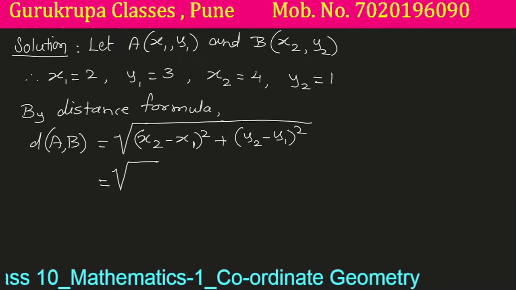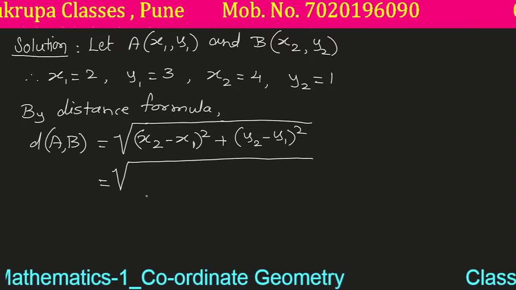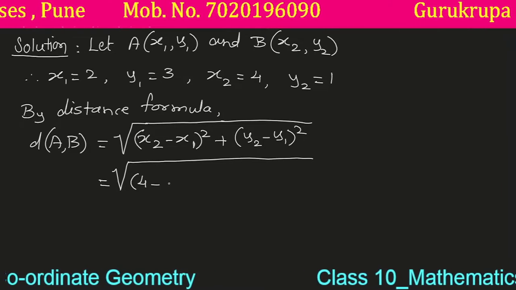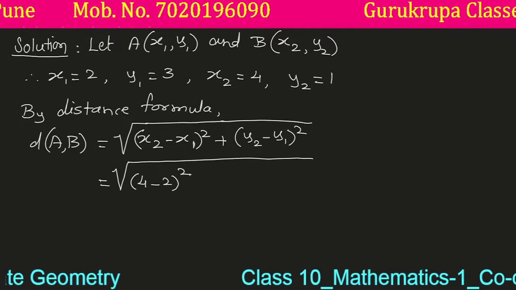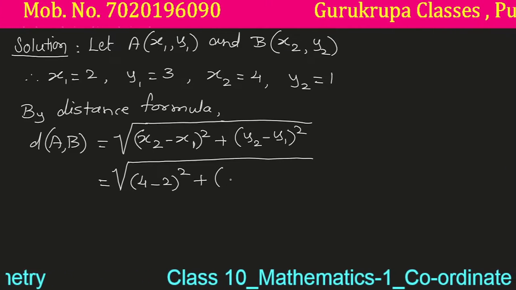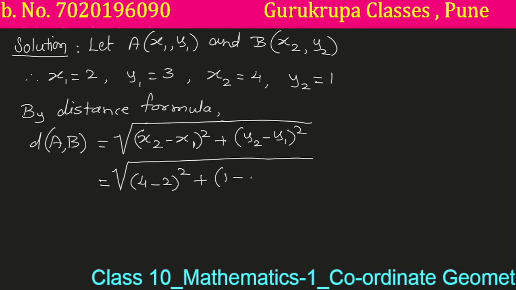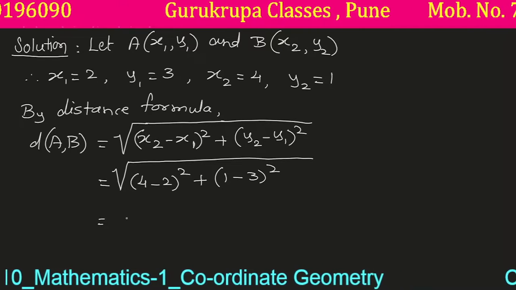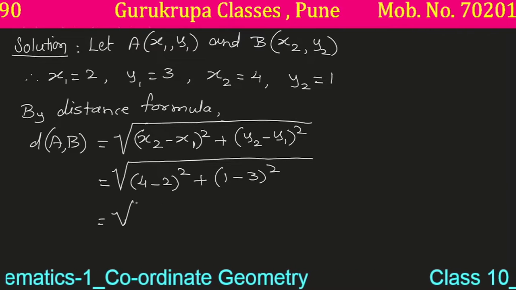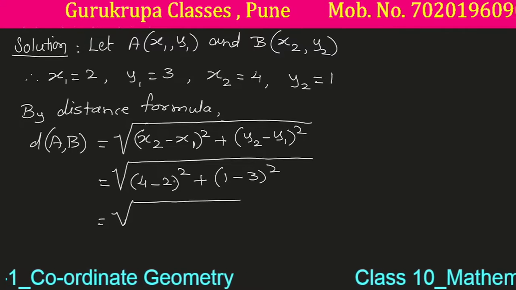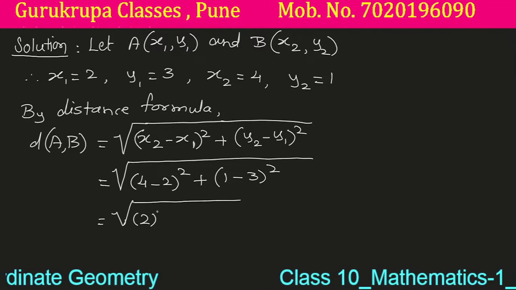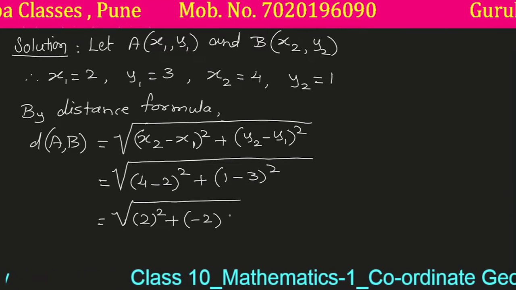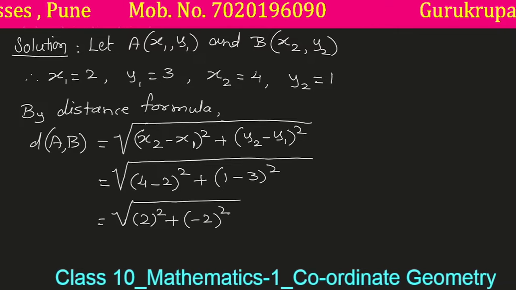Now here we have x2 as 4. So first bracket we can write down 4 minus 2 whole square plus y2 is 1, 1 minus y1 is 3, 3 square. So as a result, here we get 4 minus 2 is equal to 2. So square of 2 plus square of minus 2. 1 minus 3 is equal to minus 2. So square of minus 2.